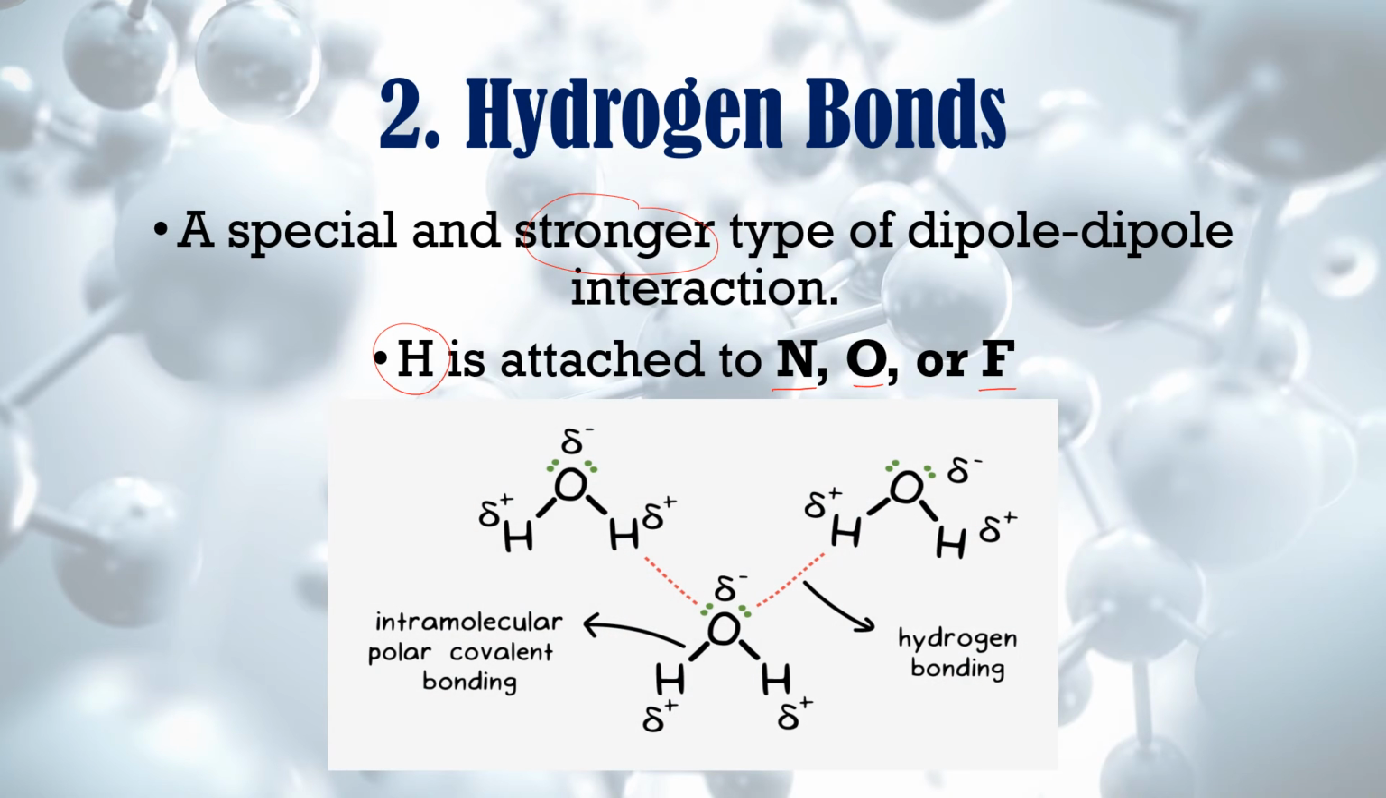Okay, so we have here an example of H2O. One water molecule is bonded to another molecule. Since hydrogen is bonded to O, or oxygen, it shows therefore a hydrogen bond.